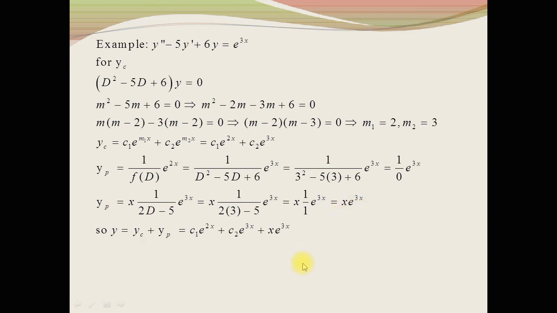Now the complete solution for this given second order non-homogeneous linear differential equation is equal to the complementary solution plus the particular solution. The complementary solution is c1 e^(2x) plus c2 e^(3x), and the particular solution is x e^(3x).